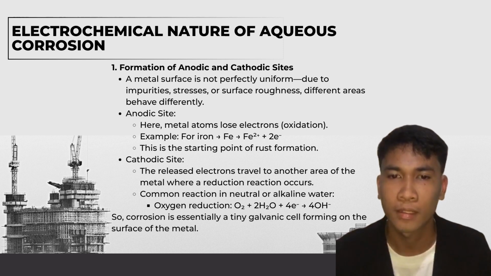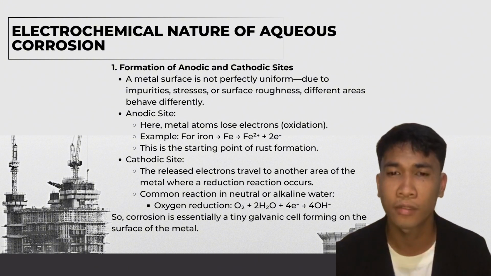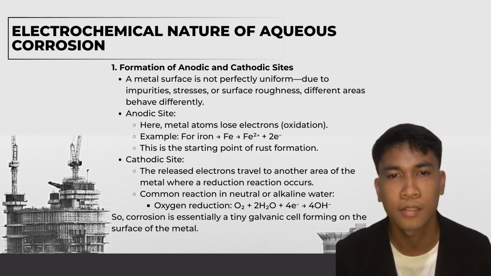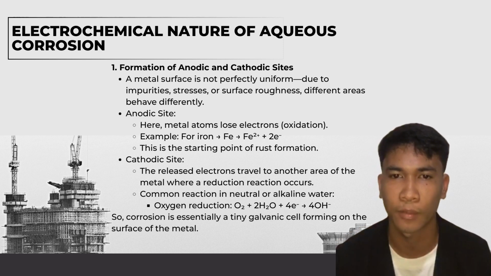Cathodic site: the released electrons travel to another area of the metal where a reduction reaction occurs. A common reaction in neutral or alkaline water is oxygen reduction: O2 plus 2H2O plus 4e- gives 4OH-. So corrosion is essentially a tiny galvanic cell forming on the surface of the metal.